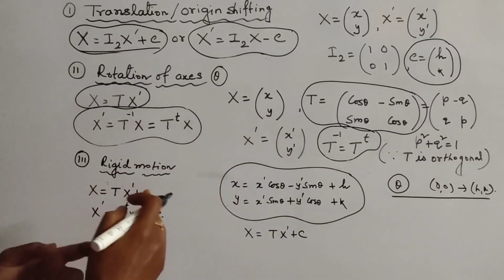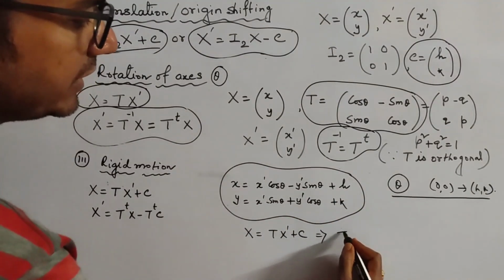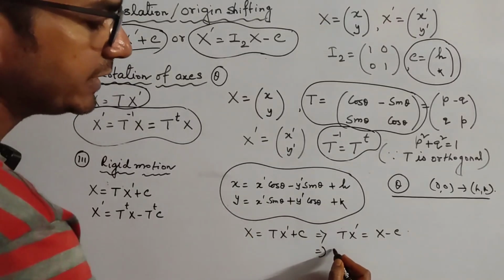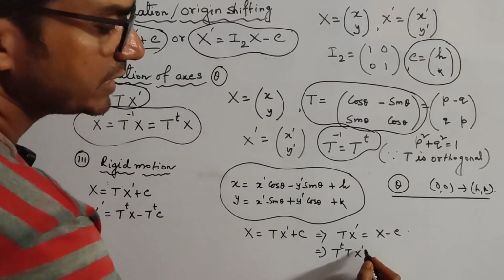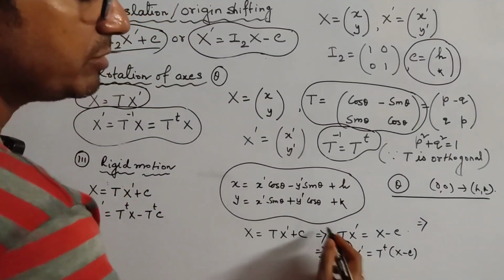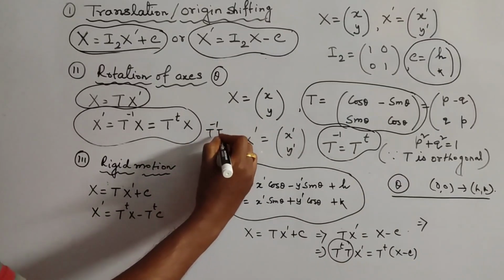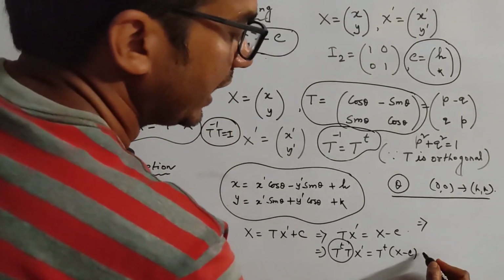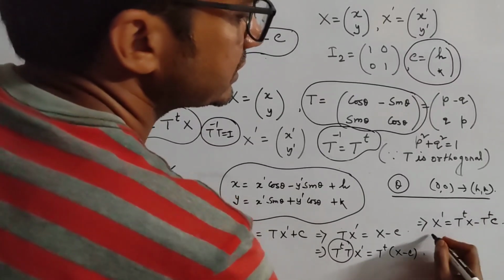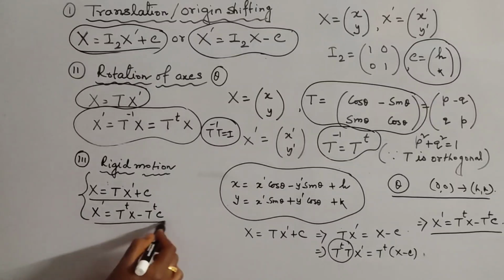And if we write this formula from old to new, we get T x dash equal to x minus C. If we multiply both sides by T transpose, we get x dash equal to T transpose into x minus C. T transpose T means I, since this is an orthogonal matrix and the transpose is the inverse, so T inverse T is equal to I. This formula can be written as x dash equal to T transpose x minus T transpose C. So the rigid motion can be written in matrix form as this and this.